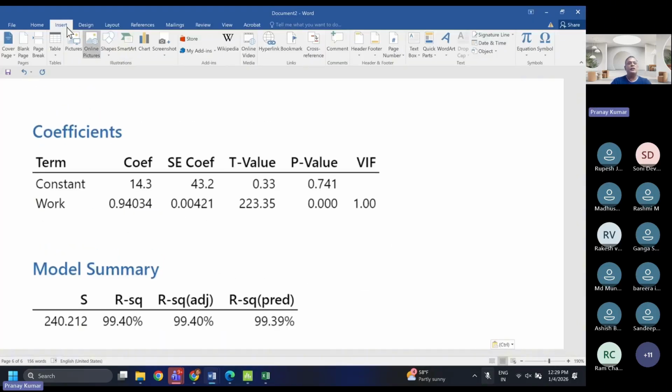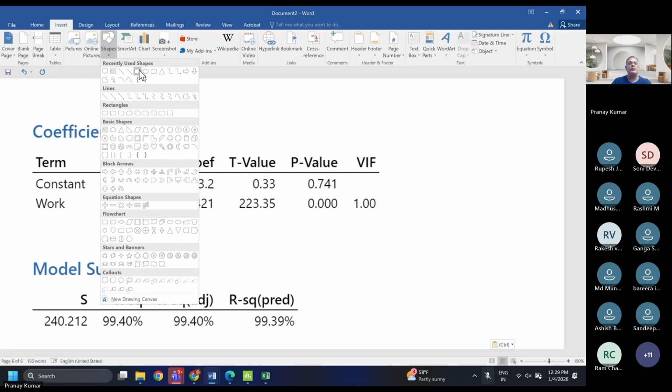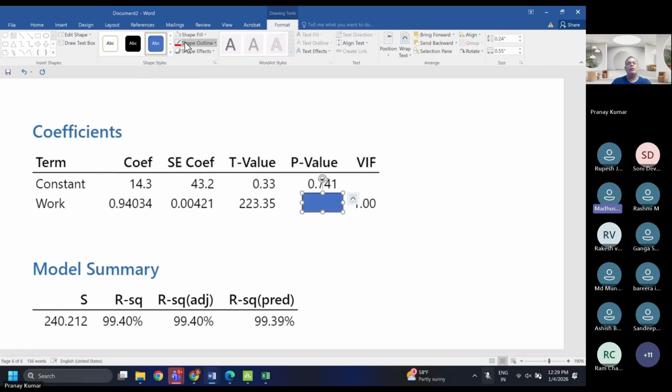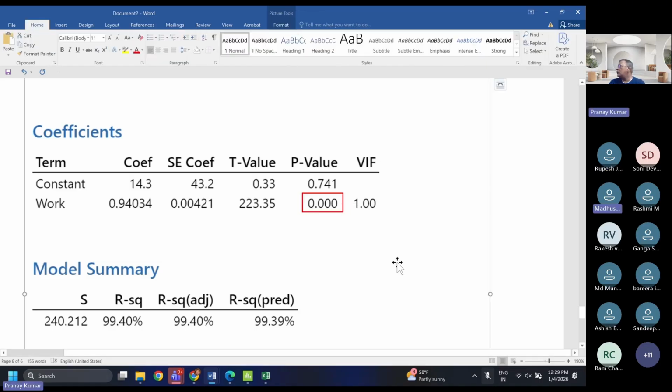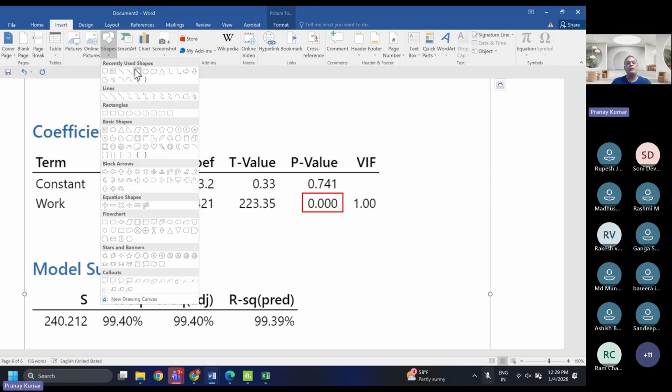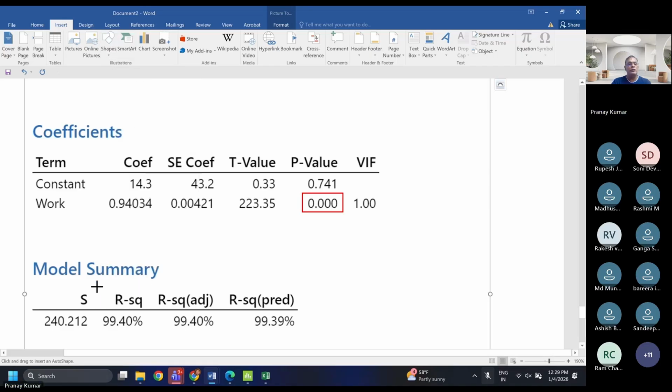What is your p-value this time, people? It is 0. It's less than 0.05. So what is your inference? The alternate hypothesis is true. Alternate hypothesis, it is impacting. Now my question is, how strong is the impact? I will look at the R square value.